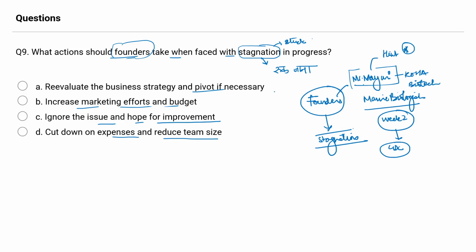If you are stuck, if you are facing stagnation, what is it that you do? Do you reevaluate your business strategy and pivot? Do you increase the marketing efforts? Do you ignore the issue and hope for the improvement, or do you cut down the expenses and reduce the team size? So, again, take a minute, comprehend, reflect upon it.